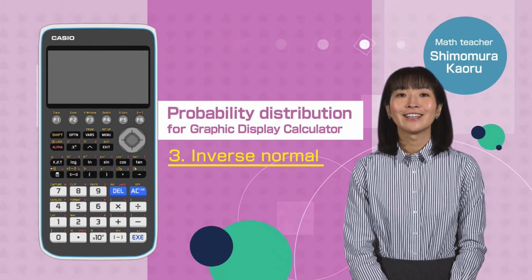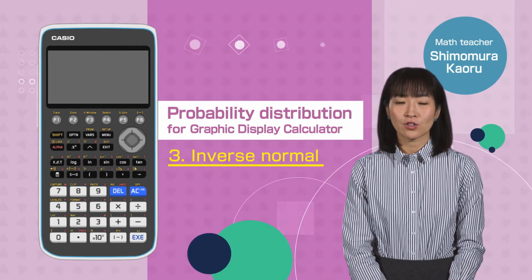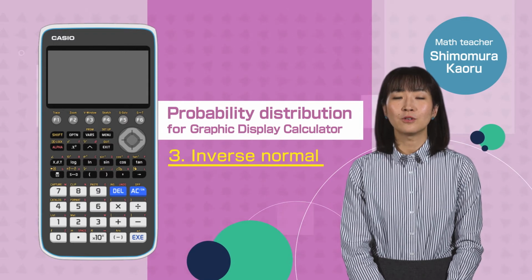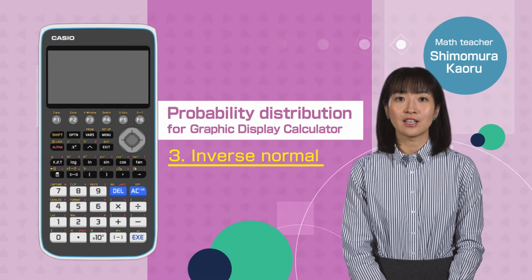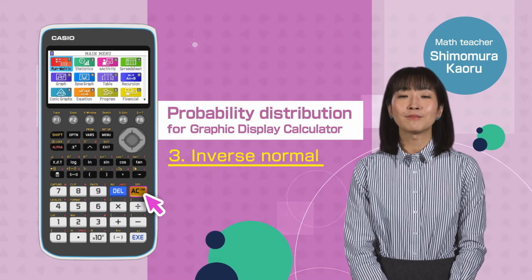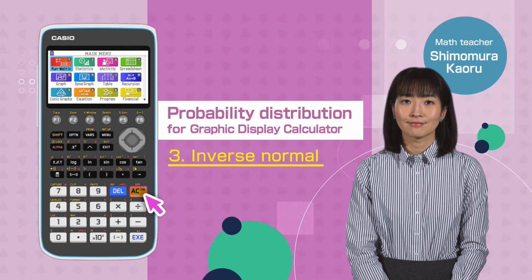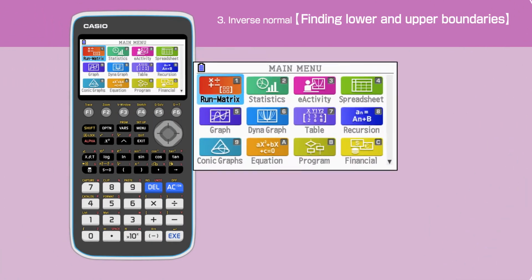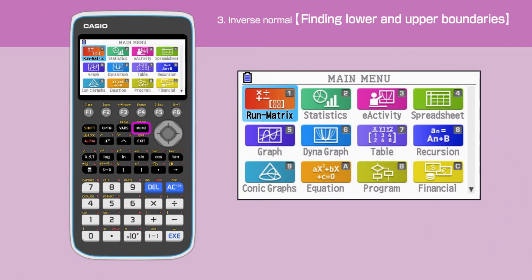Hi everyone! In this video, we're going to show how to use the inverse normal distribution function using CASIO fx-CG50. Switch on your calculator, pressing AC button. Press the menu key to open the main menu, then move the cursor or press 2 to select the statistics function.